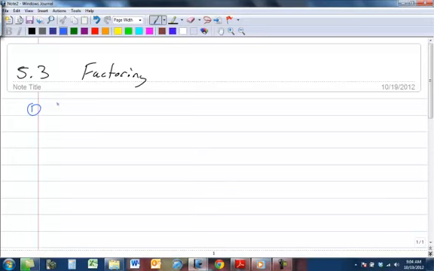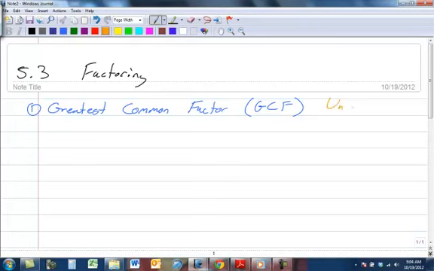The first one is called the greatest common factor. Greatest common factor, or I will affectionately refer to it as GCF. GCF. Now, GCF is essentially undistributing. What are you talking about, Smith? Let's do an example.